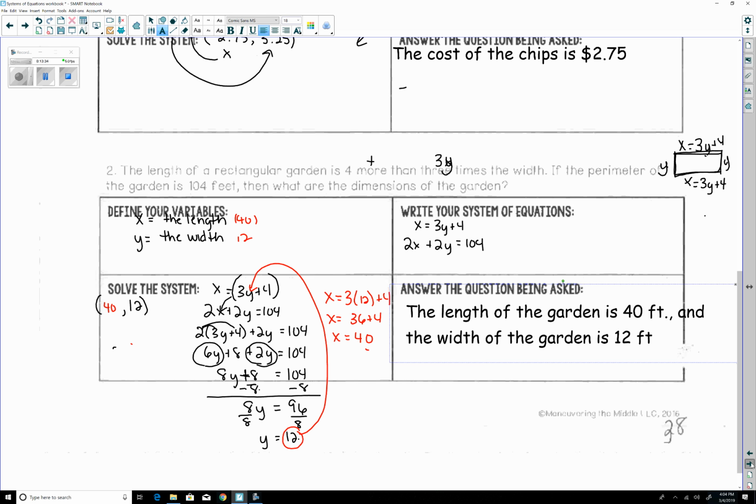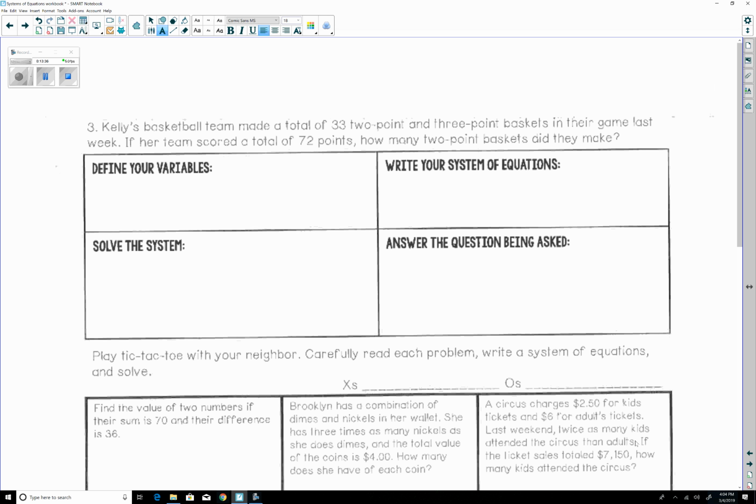Okay, we have one more that we're going to do together, and then the rest we will do in class tomorrow. Kelly's basketball team made a total of 33 2-point and 3-point baskets in their game last week. If their team scored a total of 72 points, how many 2-point baskets did they make?